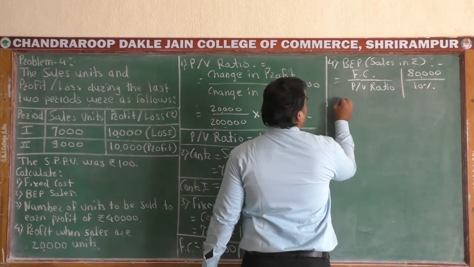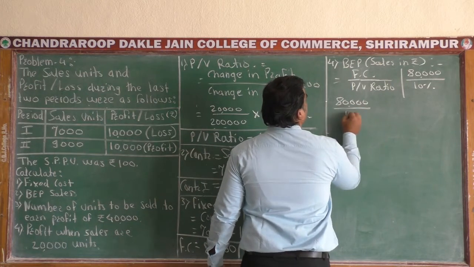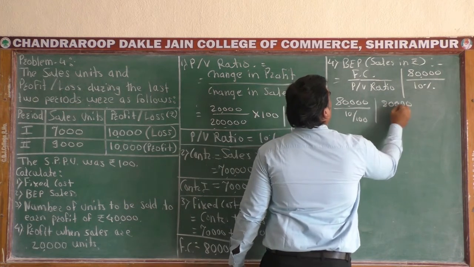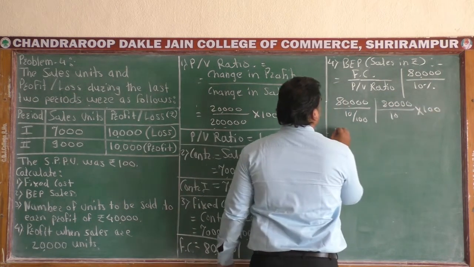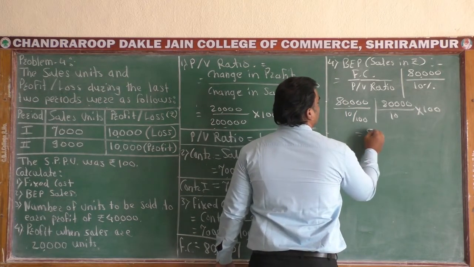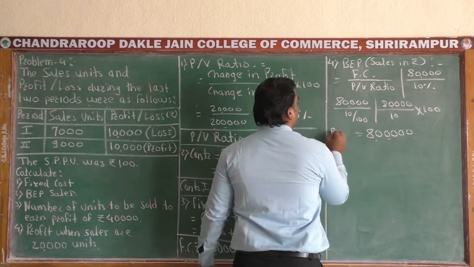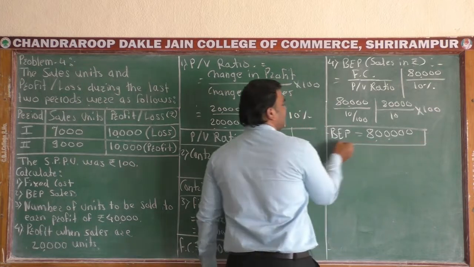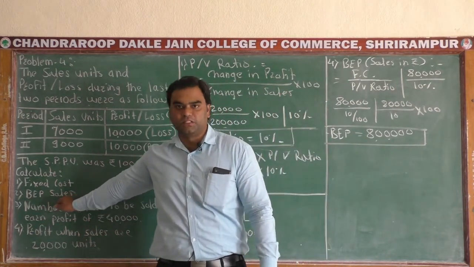How you can see: 80,000 divided by 10 upon 100. So 80,000 upon 10 into 100, resulting amount is 8 lakh. So 8 lakh is the amount of BEP rupees. So in that way we have calculated the second item also, that is BEP sales.